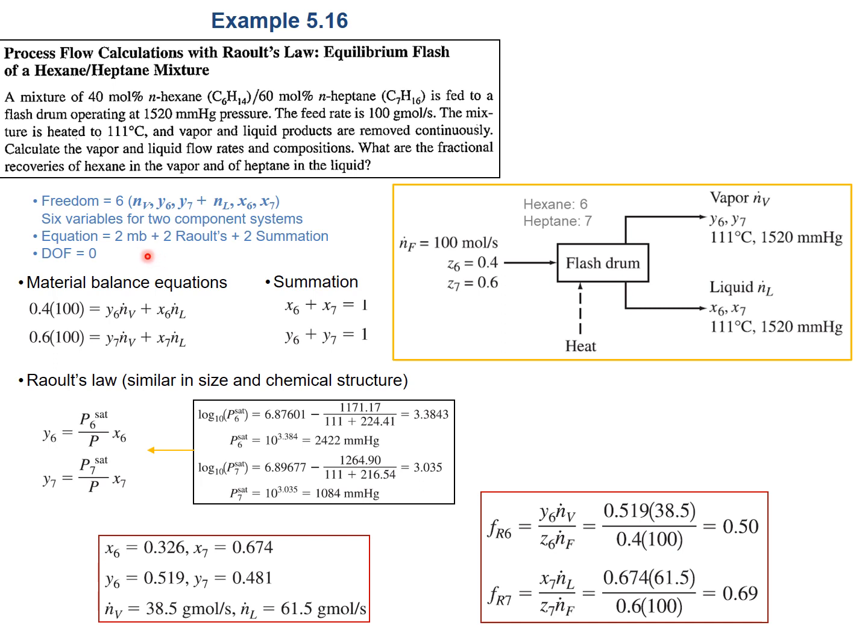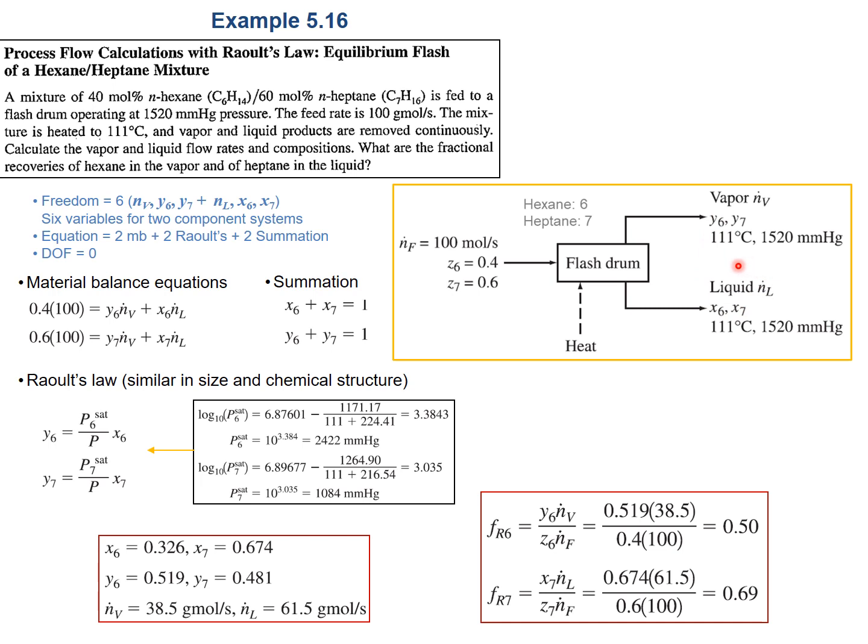And equations: the two material balance equations, because we have two compounds, and two equilibrium equations, which would be Raoult's law, and two summation equations. Let me check it. Material balance equations here, you could do it: in is equal to out. And the summation equation here, and Raoult's law is set up for hexane and heptane. Then we have 6 equations, so the degree of freedom is 0. By using those equations, you could find all values of the composition and total flow rate for each stream.